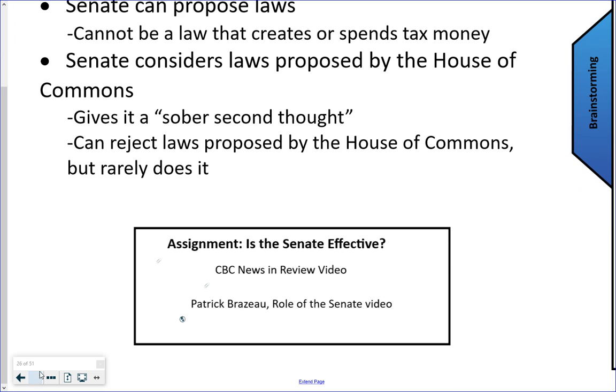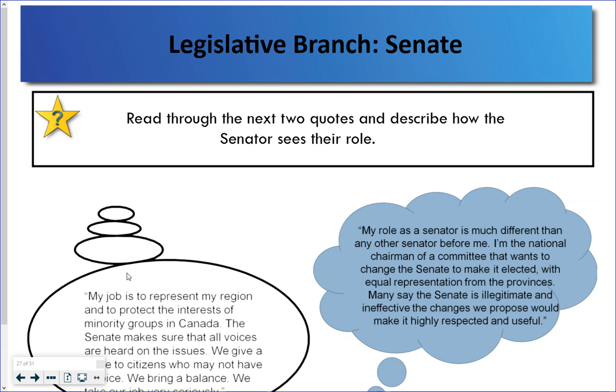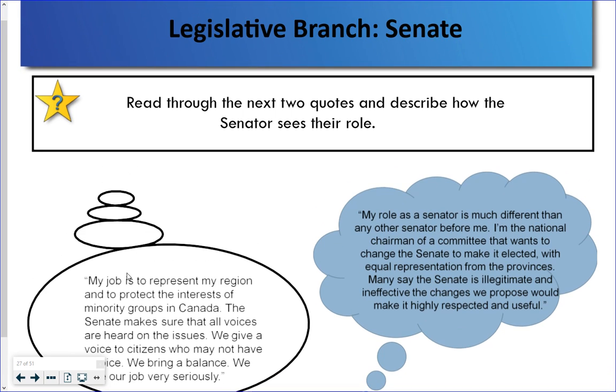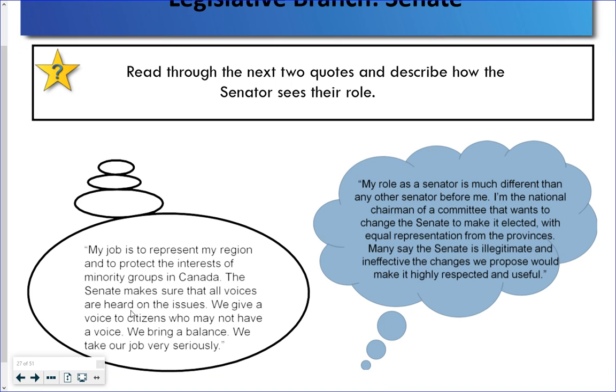Here's a couple more quotes about the role of senators. First one: my job is to represent my region and to protect the interests of minority groups in Canada. The Senate makes sure that all voices are heard on the issues. We give a voice to citizens who may not have a voice. We bring a balance. We take our job very seriously. So, in many ways, the job of a senator is to represent the minority groups of Canada.